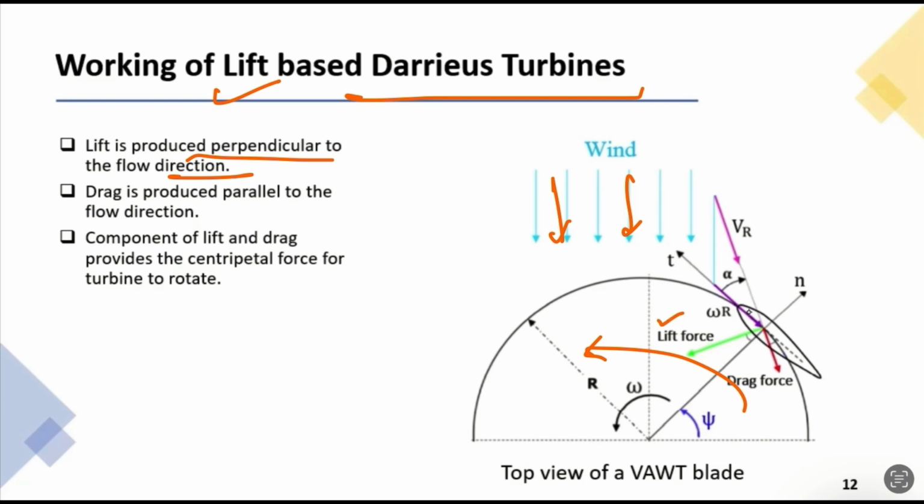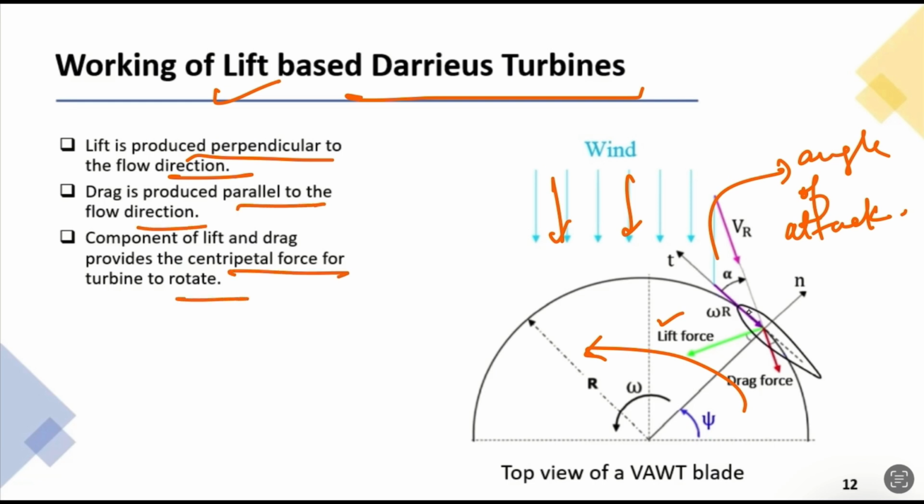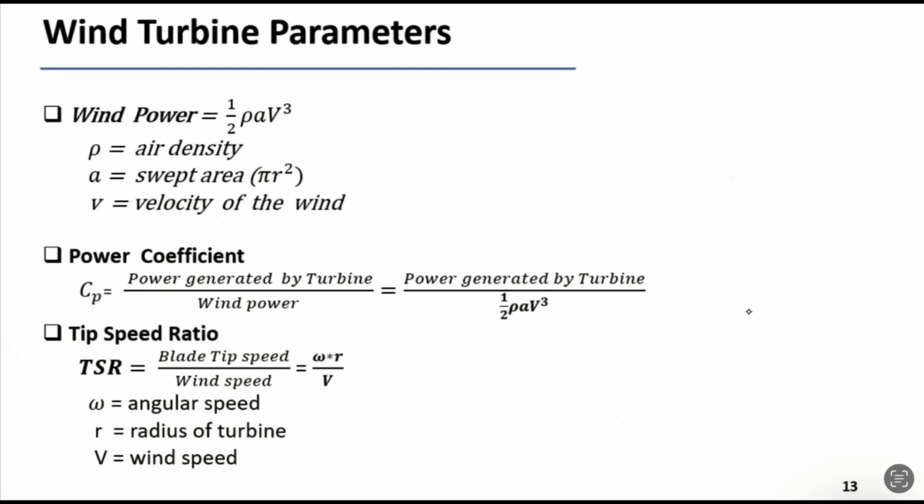In the direction parallel to the relative wind speed, we will get a drag force that will try to push the blade in the backward direction, and perpendicular to the drag force, we will get lift force. Now, the components of the lift force and drag force will give us the necessary centripetal force that we need to rotate our turbine. Okay, so that's how our lift-based vertical axis turbines work.